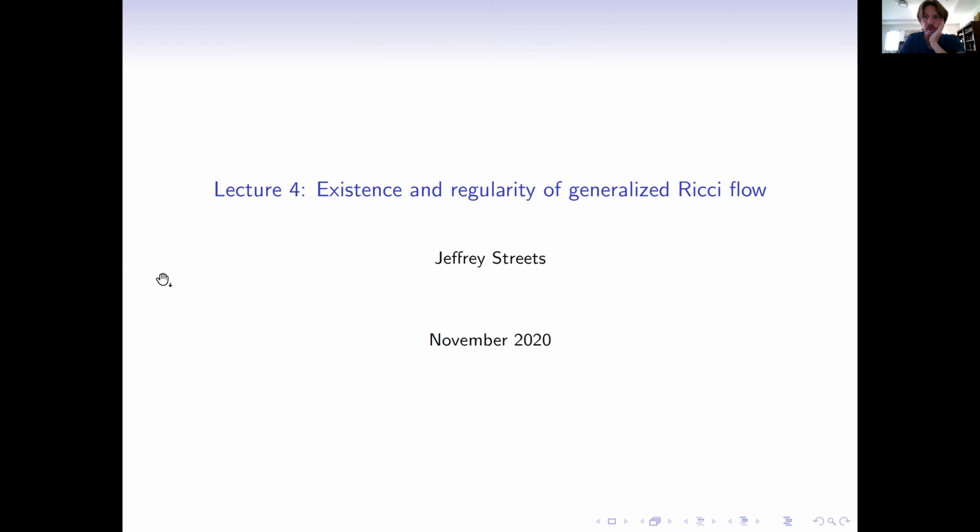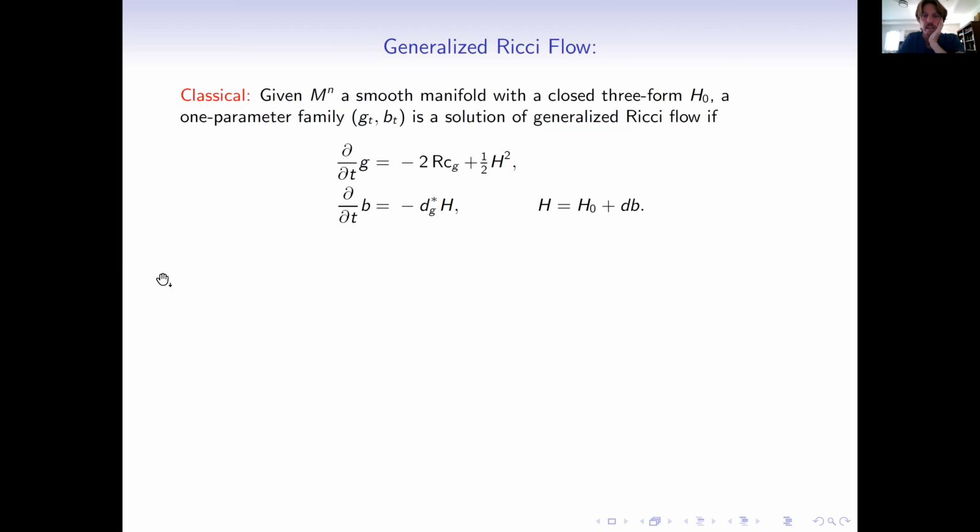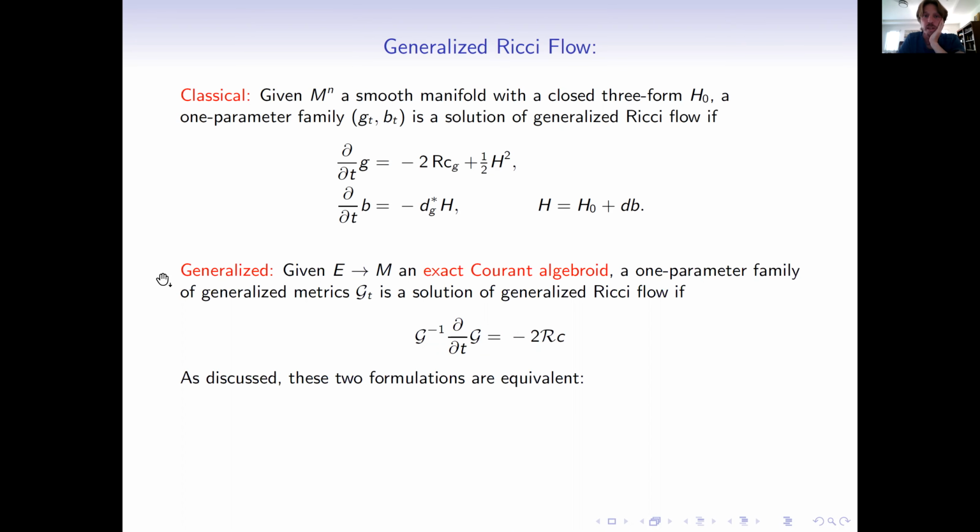And so let me just very briefly recall what we discussed last time. These are the same slides as last time. So we have this generalized Ricci flow, a PDE, which we have at least these two faces for now. One is given classically in terms of a metric G and a two-form B, and then the three-form H. The two-form B is a potential for this three-form H as follows. And then the metric evolves by minus twice Ricci plus 1/2 H squared, where this H squared is this tensor we discussed before. And then B evolves by minus d star H.